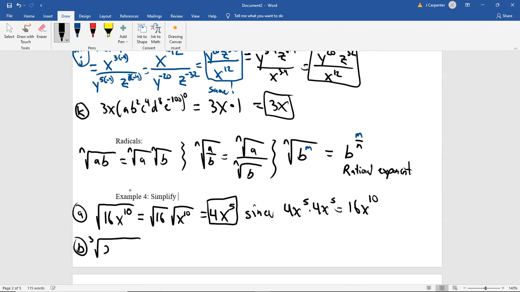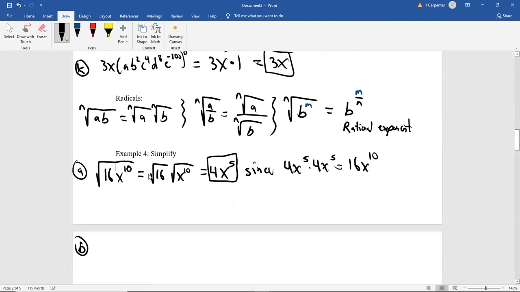Now we've got the cube root of 27x to the 30th over y to the 24th. I'm sorry, over y to the 24th. I didn't give myself enough space. Let me go down. Cube root of 27. Still didn't write that right. Cube root of, there we go, 27x to the 30th over y to the 24th. That's what I meant to write.